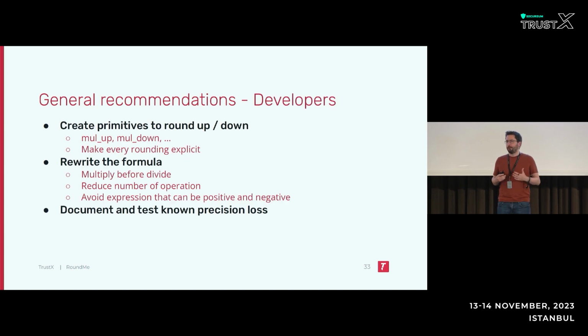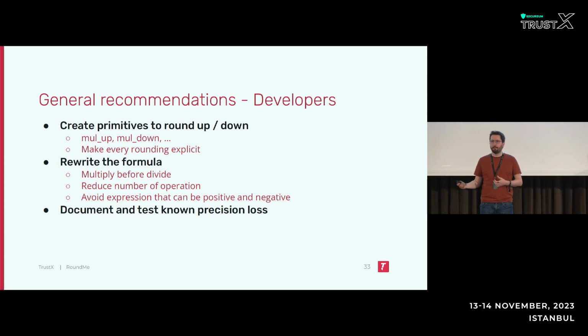Now, if you are a developer, what can you do to make this simpler and avoid having rounding issues? The first thing to do is to create a primitive for every rounding direction. You should have a primitive to round up and a primitive to round down and make it explicit. It's really important that you understand for every direction which one should be taken. Something to consider also, and you have to play a bit with your formula, is how you can express this in a way that is going to reduce the loss of precision. The first thing I mentioned before: multiply before divide.